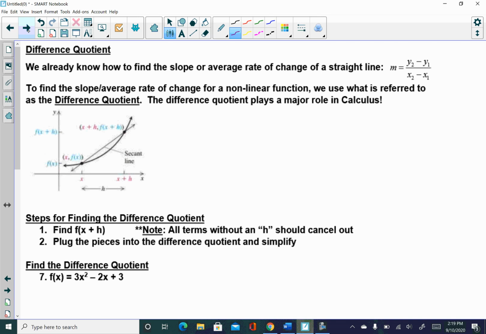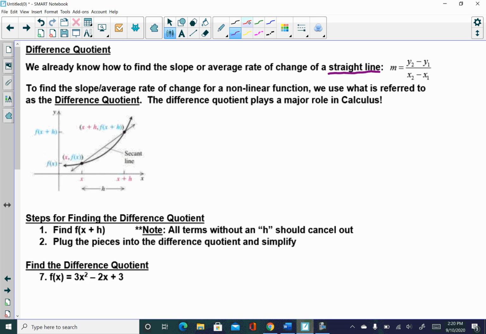Of course, you already know how to find the slope or average rate of change of a straight line, right? And we just use our typical slope formula, y2 minus y1 over x2 minus x1. But how would you find the slope or average rate of change of a nonlinear function? Like you see this little parabola here. How would you do that? And we use what is referred to as the difference quotient. And the difference quotient comes from actually the slope formula.